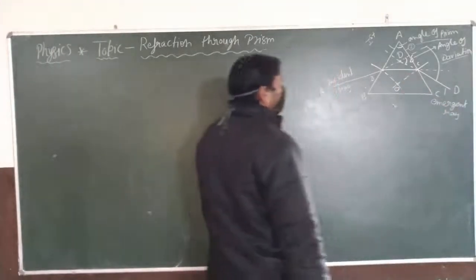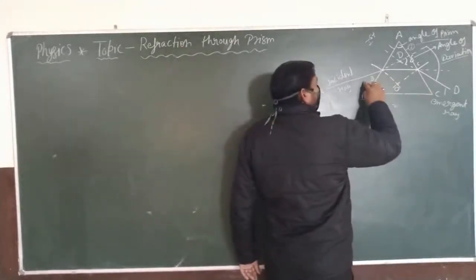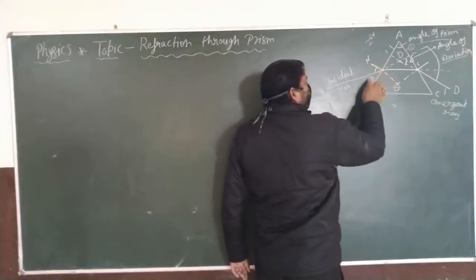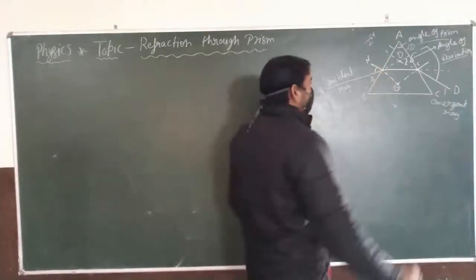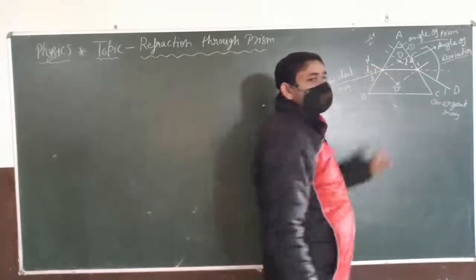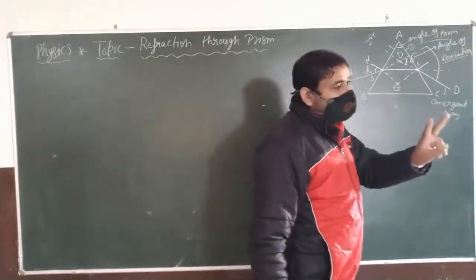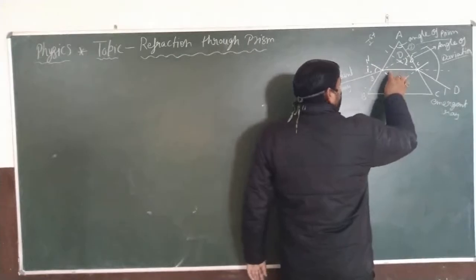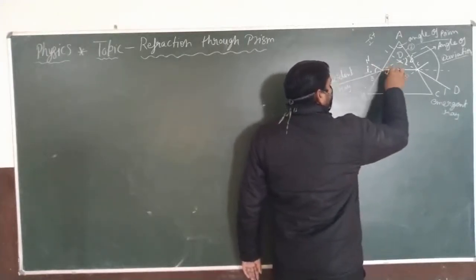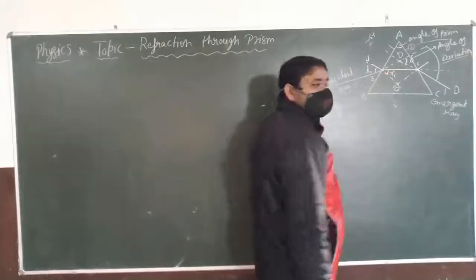Now, as you know, the angle formed between the normal and the incident ray is i. Let's say it is i1, because the refraction takes place through the prism at two places, and the angle between the refracted ray and the normal is r. Clear?